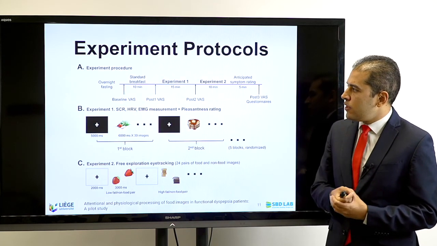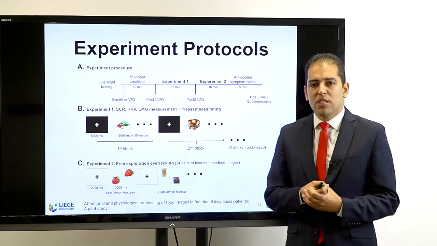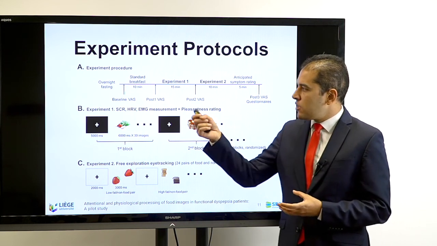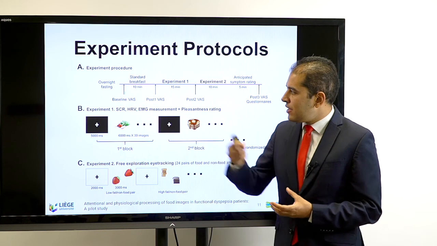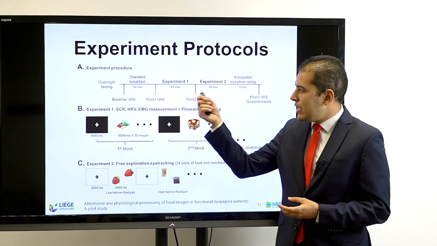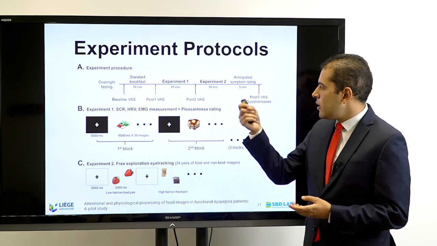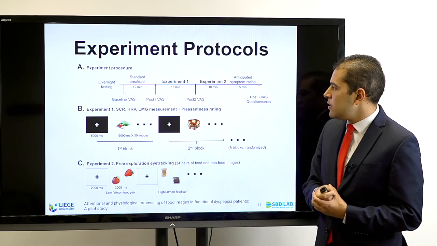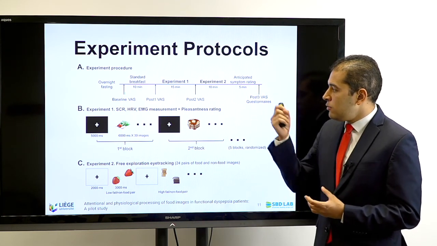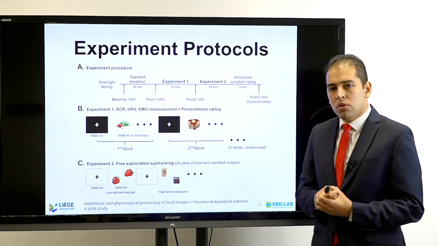Here is an example of an experiment. We have a subject, a human being, who have to fast overnight. Then we have a standard breakfast for 10 minutes. And then we will conduct experiment 1, experiment 2, and then we have anticipated symptom rating after, and we can do that through testing and through questionnaires.